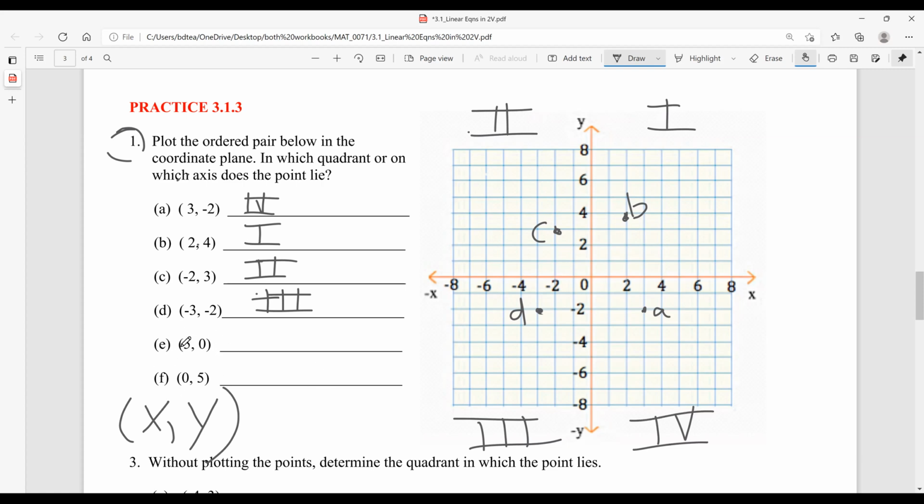If we look at E and F, you notice that they have zeros in there. So you know that this is going to be on one of the axes. The x value is 5, y is 0. So in the ordered pair, we're going over 1, 2, 3, 4, 5, and 0. This is the point E, and it's on the x-axis.